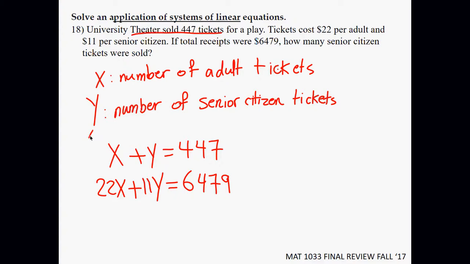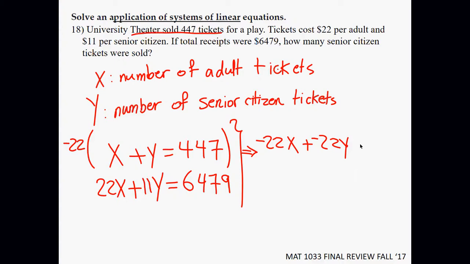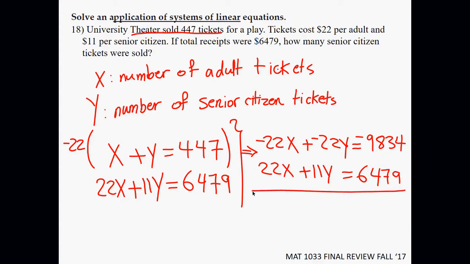So here, if I'm going to eliminate x, I must multiply the first equation by negative 22. This ends up with negative 22x, plus negative 22y, equals negative 9,834. The second equation stays as is: 22x plus 11y equals 6,479. If I add those equations, the 22x will cancel.